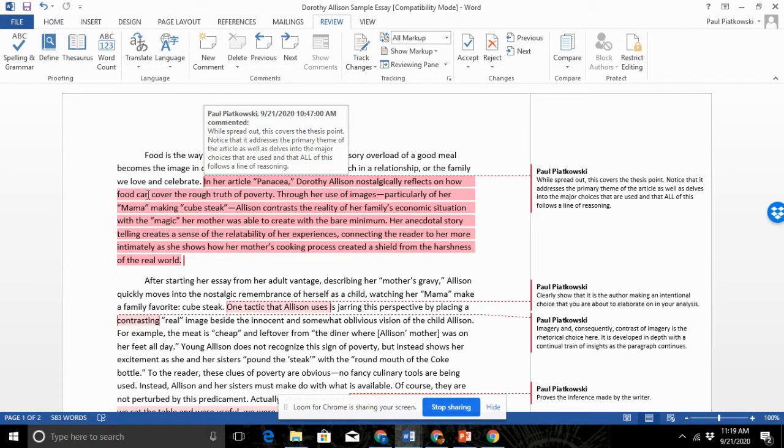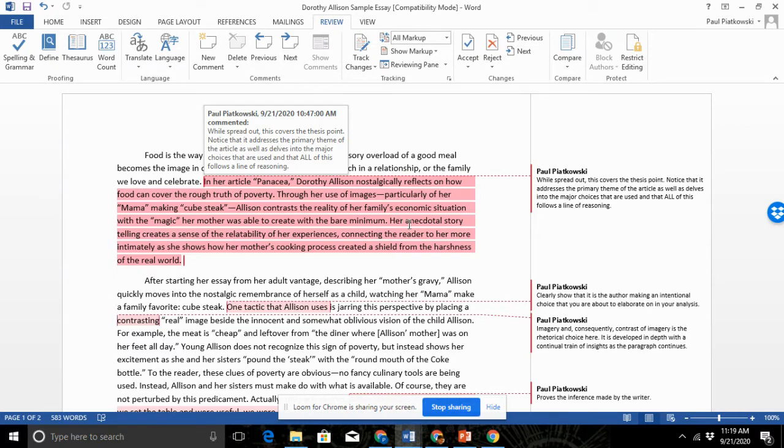And of course, I brought up the main message. Food can cover the rough truth of poverty. I talk about imagery through her use of images, particularly for mama making cube steak, and contrast. I talk about right here too. Allison contrasts the reality of her family's economic situation with the magic her mother was able to create with the bare minimum.